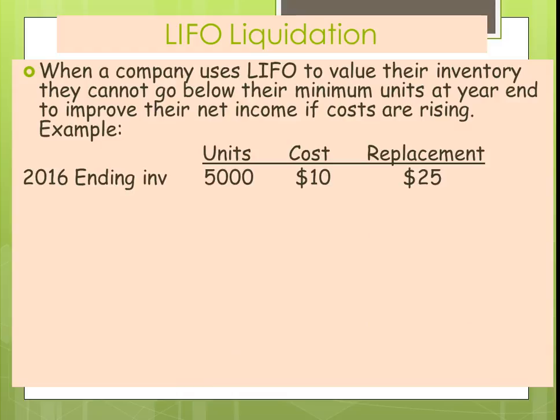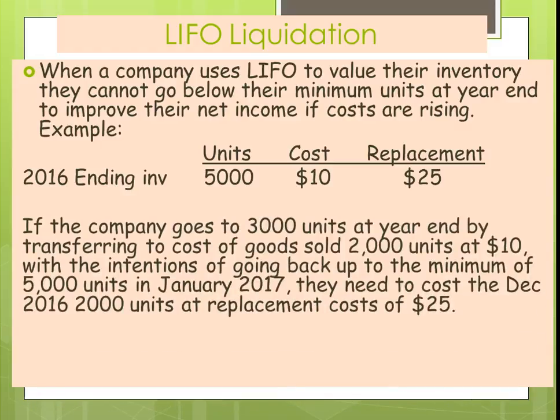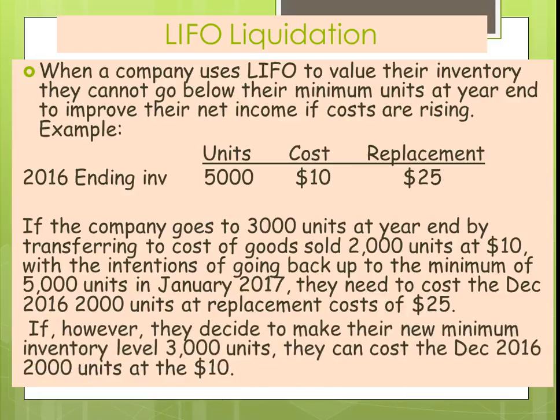So here's an example. At the end of 2016, their reorder point or minimum was 5,000 units at a cost of $10, but to buy new parts, it costs $25 per part. If the company goes to 3,000 units at year end by transferring 2,000 units at $10 to cost of goods sold, with the intention of going back up to the minimum of 5,000 units in January 2017, they need to cost the December 2016 2,000 units at the replacement cost of $25. If, however, they decide to stay at the new minimum level, they can use the $10 for the 2,000 units.